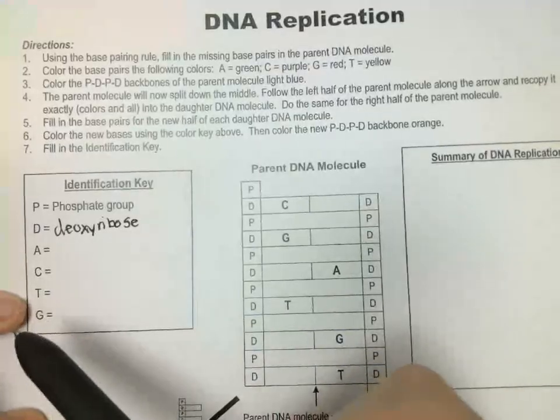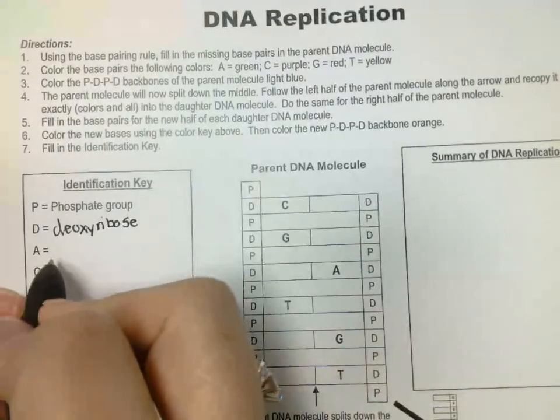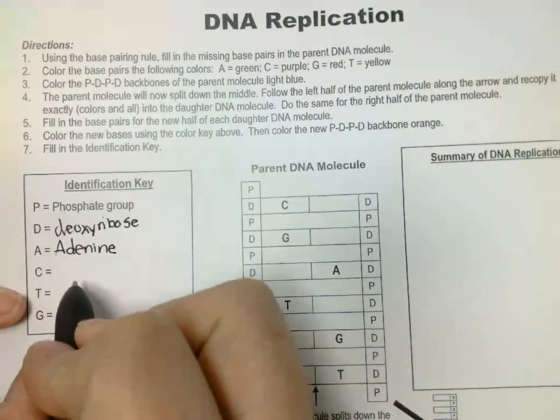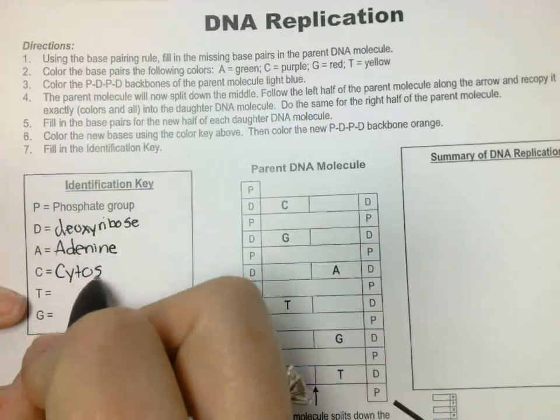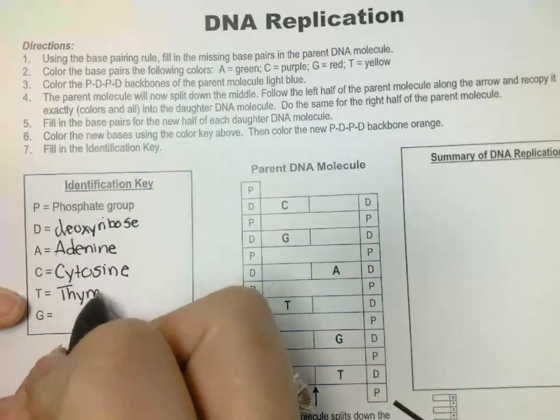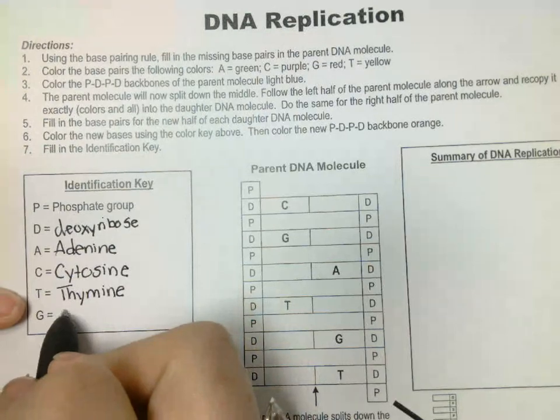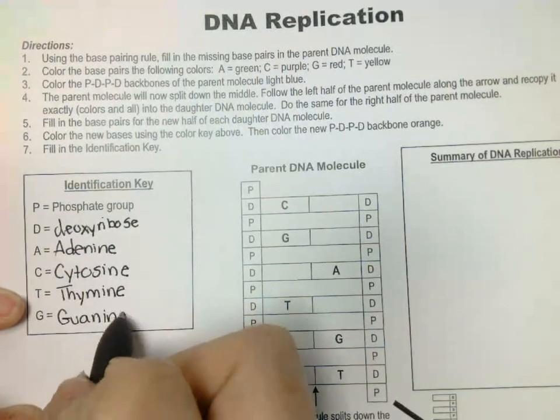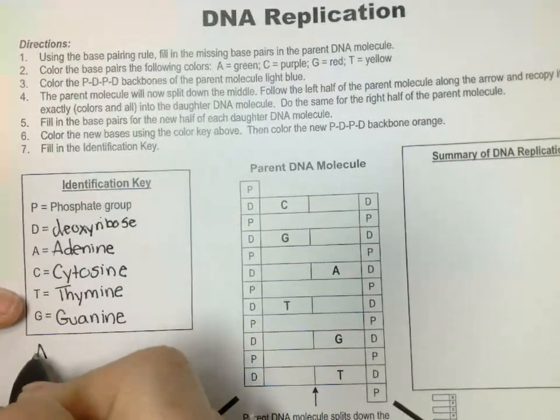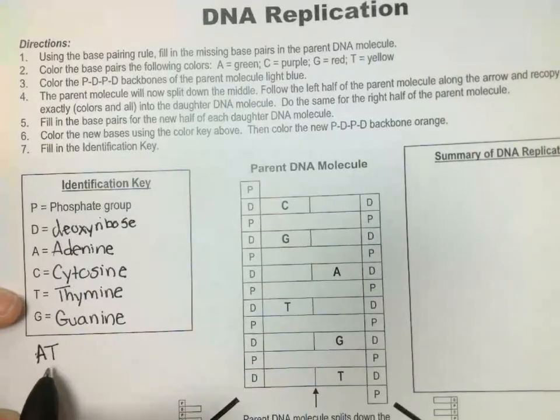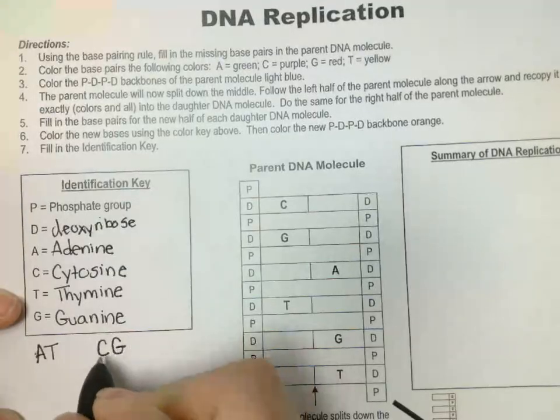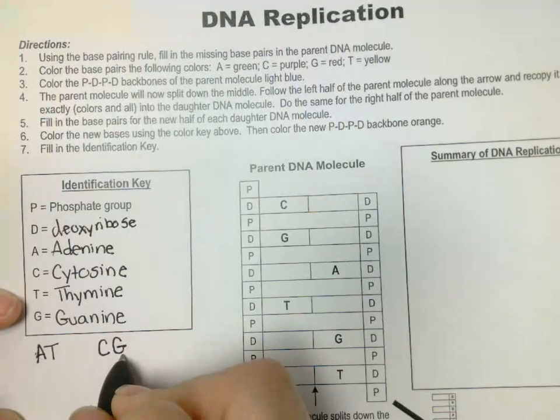Now we need to label what all of these bases stand for. So the A stands for adenine. The C stands for cytosine. The T stands for thymine. And the G stands for guanine. And we remember with our base pairing rules that straight letters go with straight letters, or apples are in trees. Curvy letters go with curvy letters, or cars are in garages.